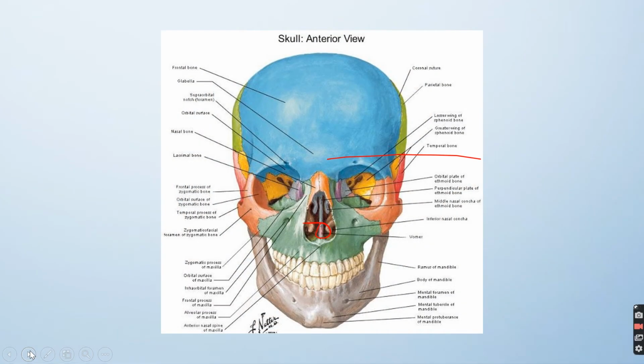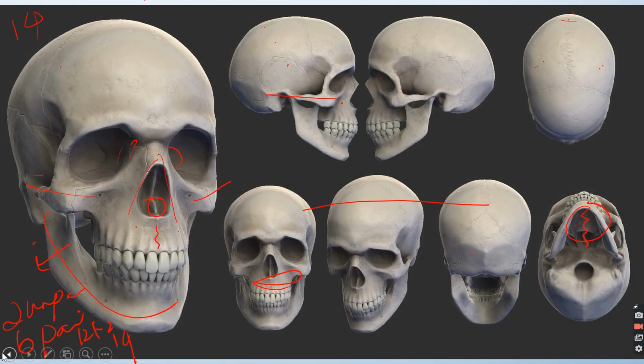Okay. What are the different paired and unpaired bones of the facial part of the skull? We have two unpaired: one is vomer, one is mandible.